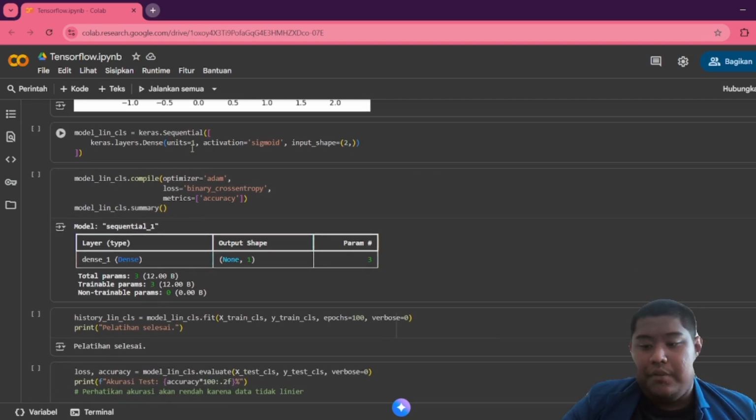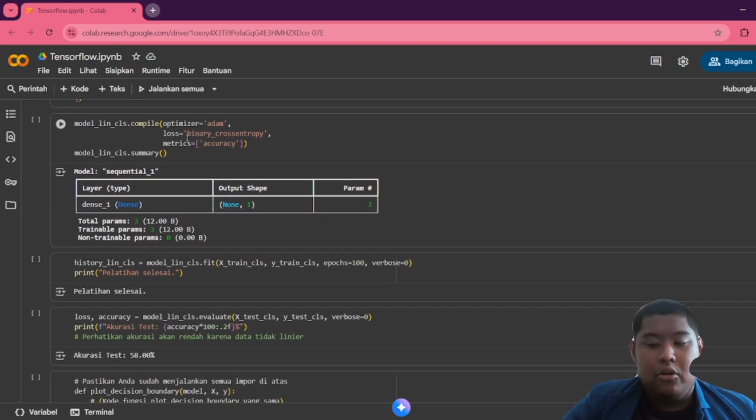Next, we define a simple linear model for binary classification using a sigmoid activation function for the output. Next, the model is compiled with the Adam optimizer and binary cross entropy loss. Then a summary is printed, and the output in this summary shows our classification model has a single dense layer with 3 trainable parameters.